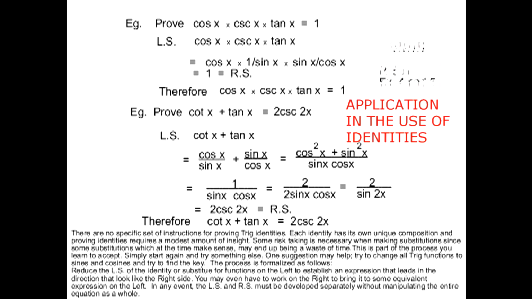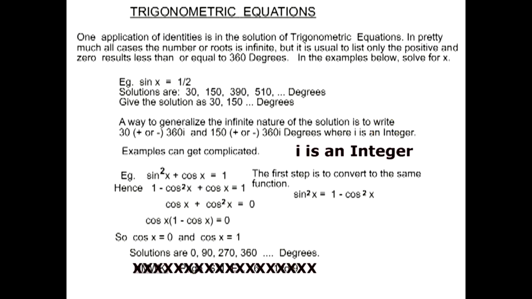In the second one, prove the cotangent of x plus the tangent of x is equal to twice the cosecant of 2x. Now, the cotangent of x is cos x over sine x, and the tan of x is sine x over cos x. If you add the two together, you get cos squared x plus sine squared x, which is equal to 1, over sine x cos x. Now you have to multiply top and bottom by 2, and when you do that, you get the identity proved.